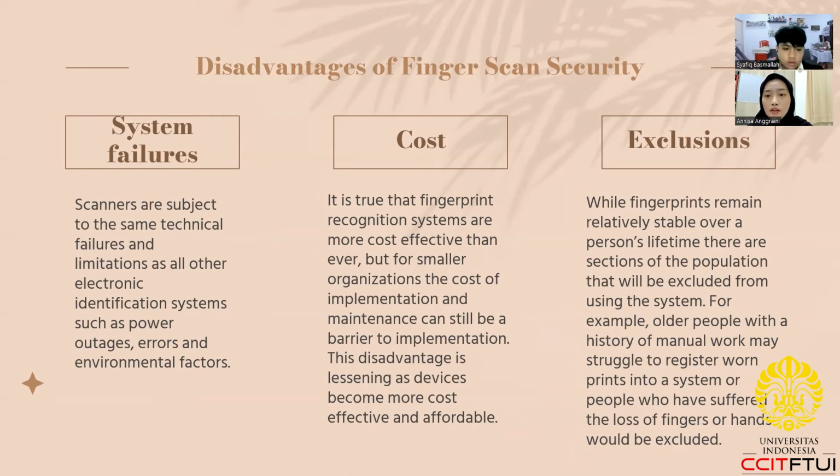And the last we have exclusion. While fingerprints remain relatively stable over a person's lifetime, there are sections of the population that will be excluded from using the system. For example, older people with a history of manual work may struggle to register their prints into a system, or people who have suffered the loss of a finger or hand will be excluded.